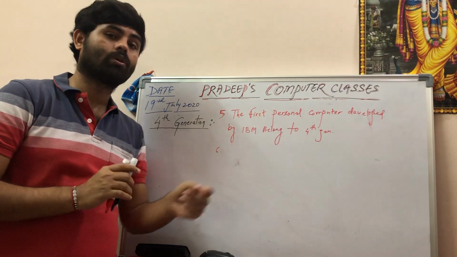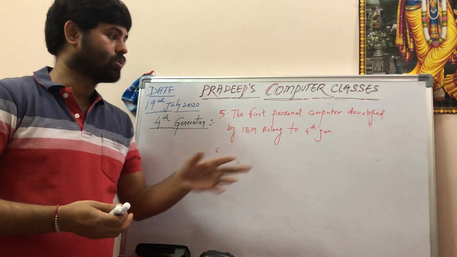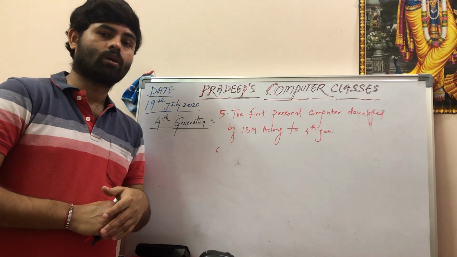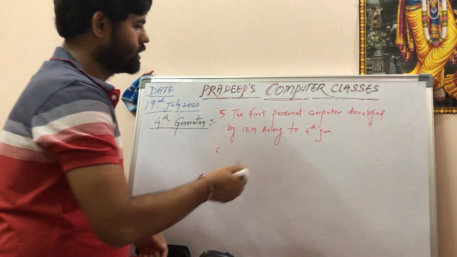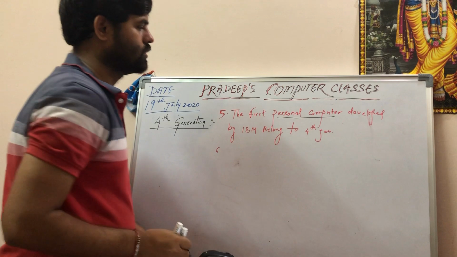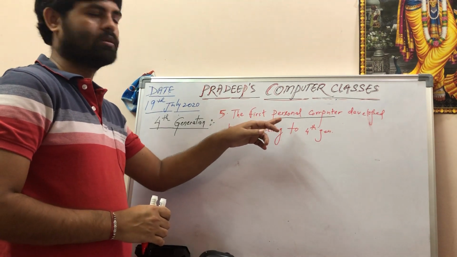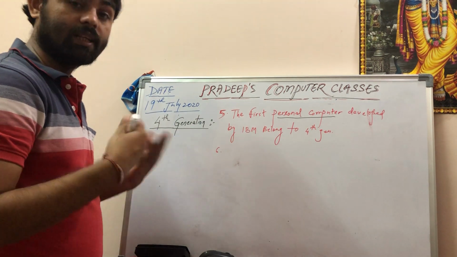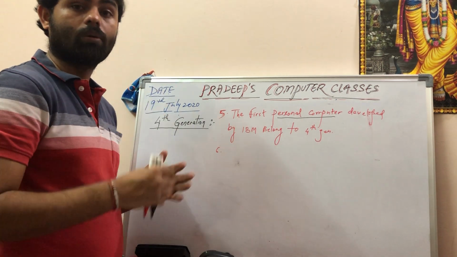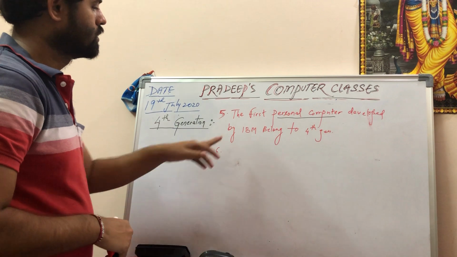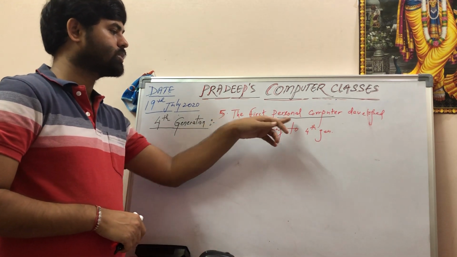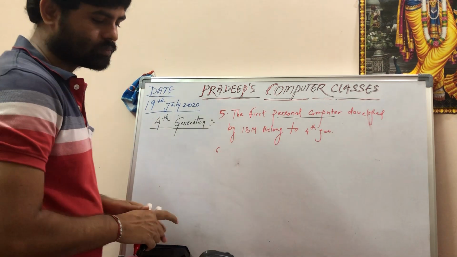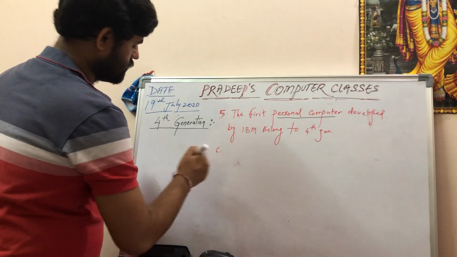Personal computer means the computer which is used for personal use. In this we will study about laptop and desktop. So this is the personal computer. We'll see the detail, don't worry about all these things. This is not just a computer, meaning laptop and desktop. Computer means many things are there: supercomputer, microcomputer, minicomputer. So we'll just understand that the first personal computer developed by IBM belongs to the fourth generation.